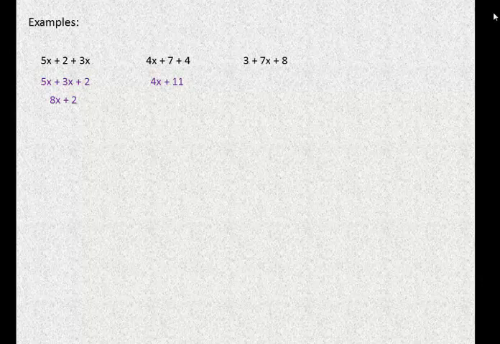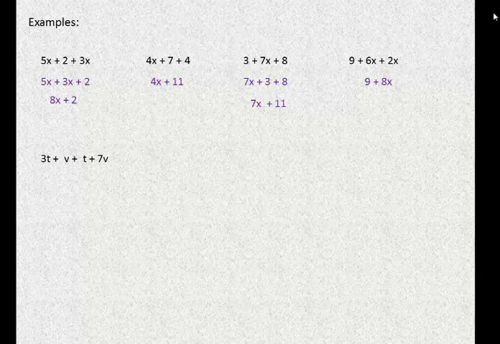3 plus 7x plus 8. The 3 and 8 are like terms, so I put those together. And then I add 3 plus 8 gives me 11, so I get 7x plus 11. 9 plus 6x plus 2x. I don't have to rearrange this. The x's are already together, so 6x and 2x gives me 8x. So I have 9 plus 8x.